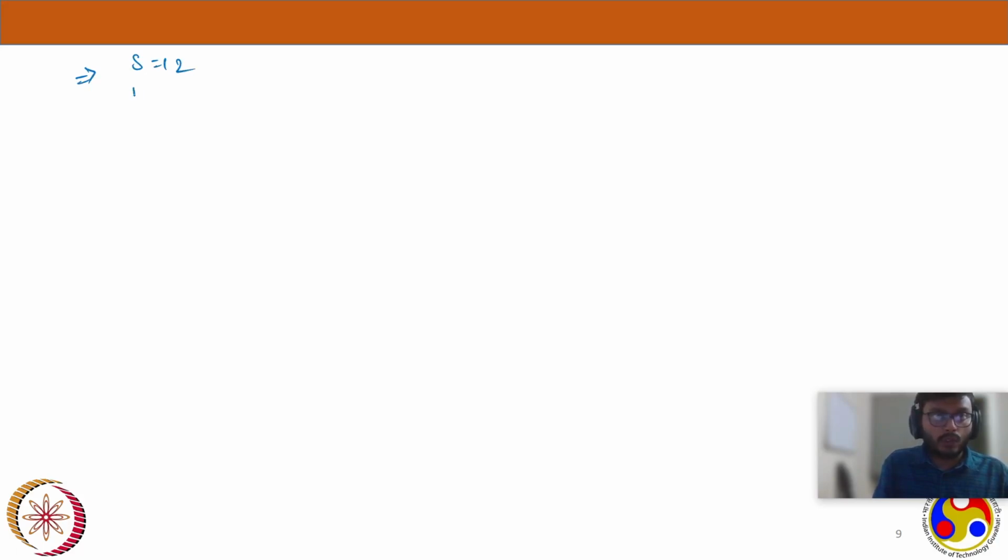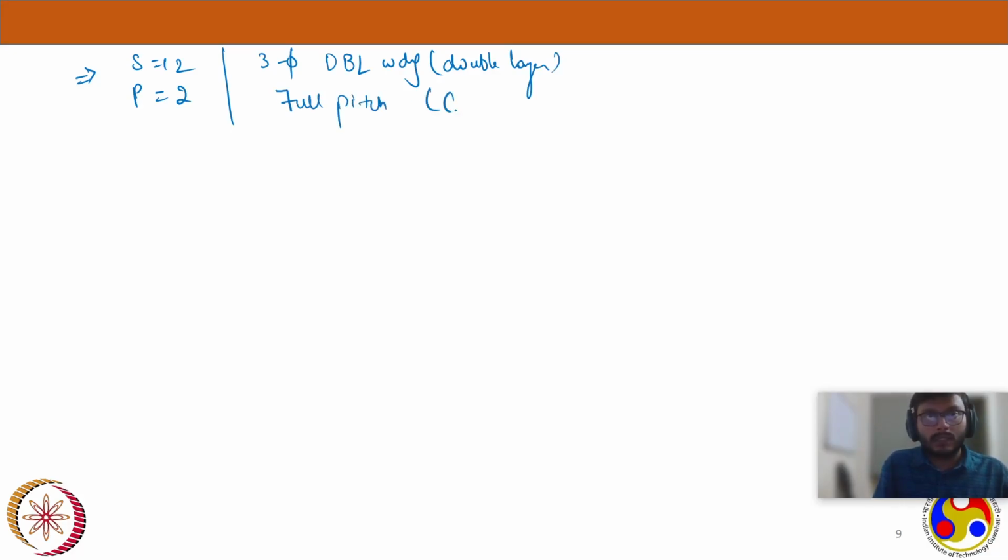S is equal to 12, 2 poles, and I am trying to make a three-phase double layer winding. So I will write it: double layer winding and full pitch coil. That means epsilon is equal to 0. There is no short pitch here. Now I will ask simple questions. Please try to answer them.